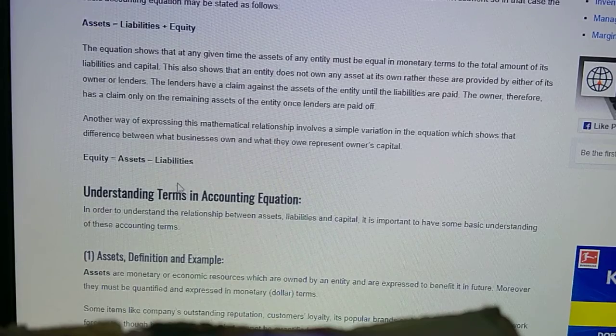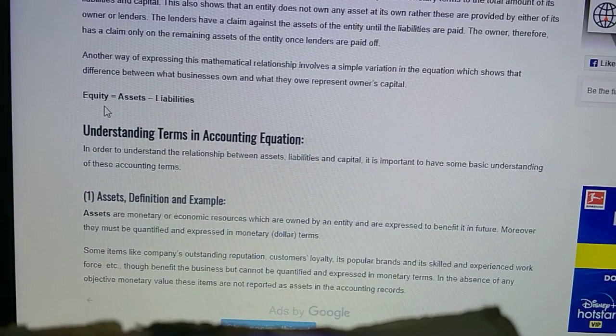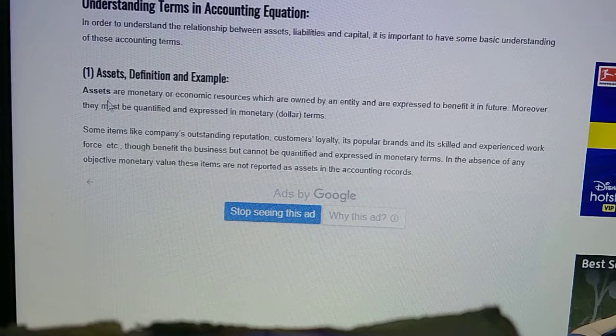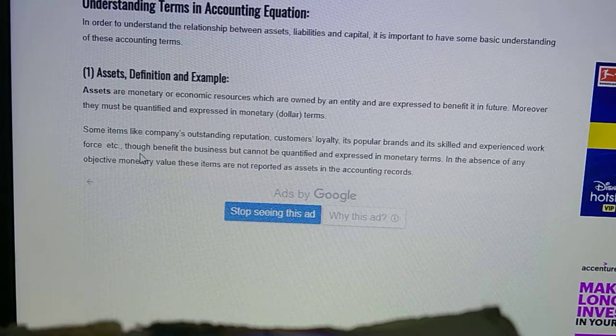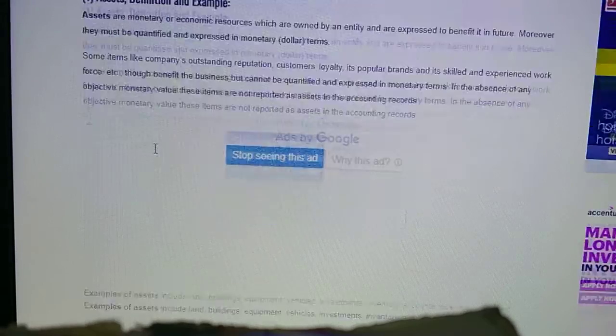So we need to simply understand assets, liability and equity. First we'll talk about the assets. The assets are monetary or economic resources which are owned by an entity and are expected to benefit in future. Moreover, they must be quantified and expressed in monetary and dollar terms. So these terms are known as assets.